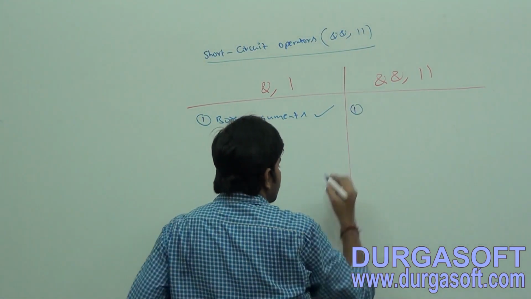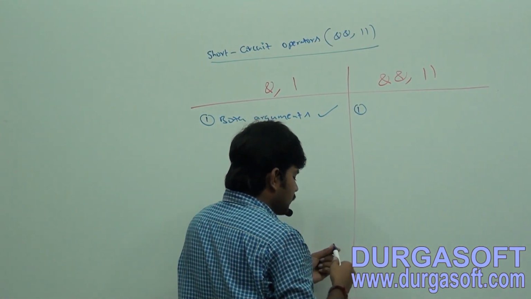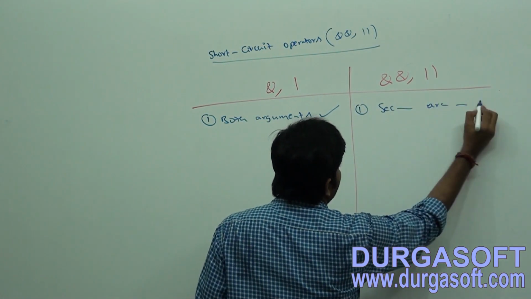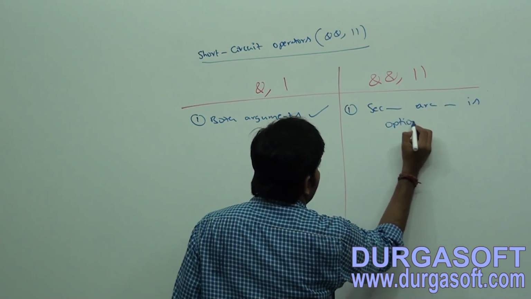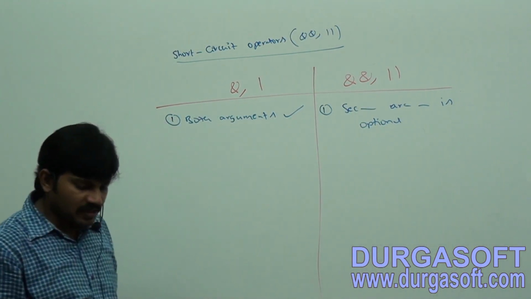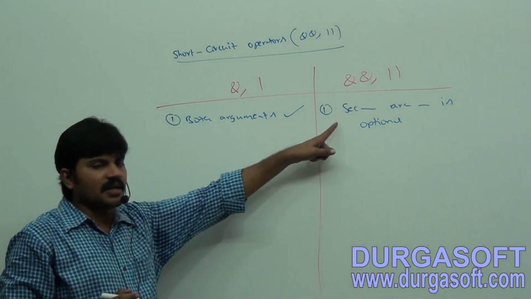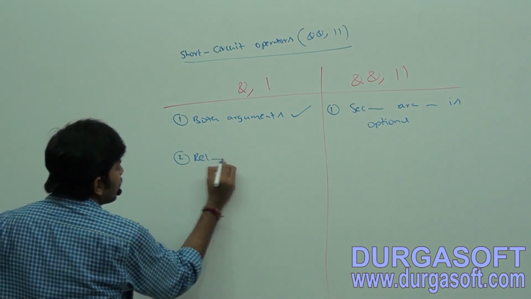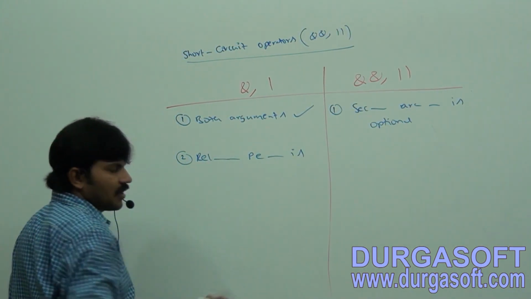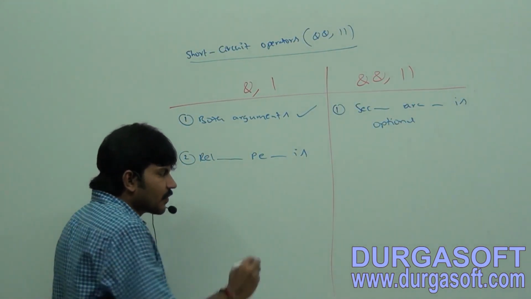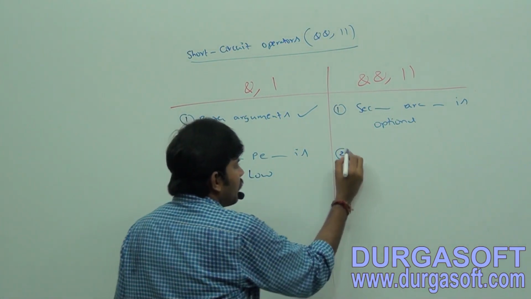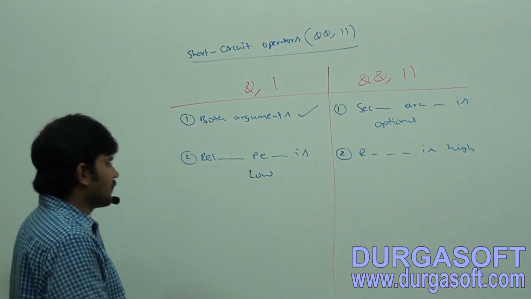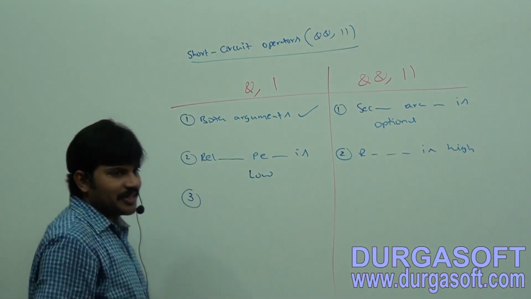But here, second argument evaluation is optional. Sorry, if it is required, then only the second one will be evaluated, right? Now for the second one, is the relative performance low or high? Relatively, performance is high. Okay, this is the second point. The third one is a bit important, right?